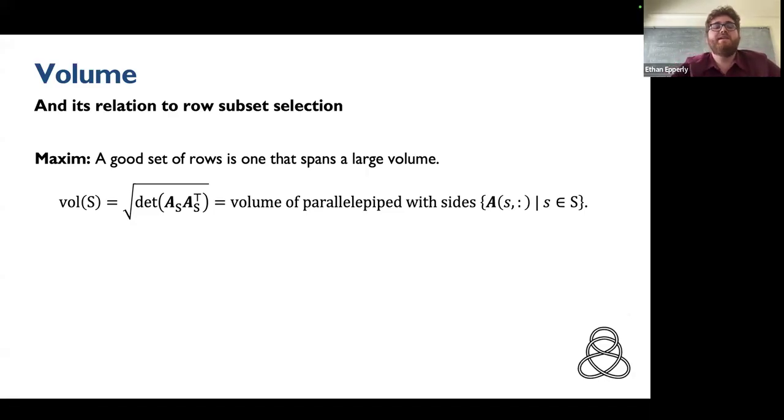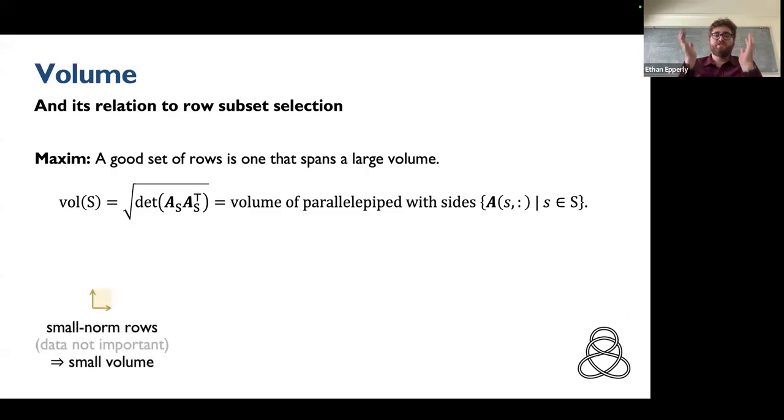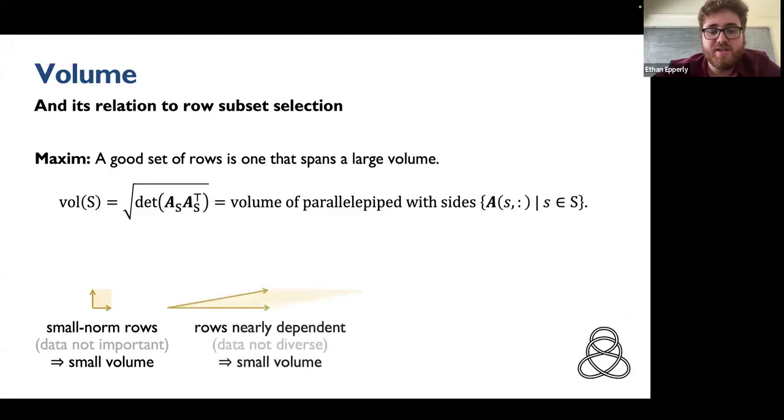And this maxim states that if we want a good set of rows, we should pick one that spans a large volume. Now, on its face, it seems odd. Why is volume related to this question of spanning a good approximation to A? But there's a clean way of seeing why volume is connected to this subset selection problem. If I pick a bunch of small rows, then the volume is going to be small. And so these are not going to be good representatives of my data set because the data is not important. The row norms are small. So picking large norm rows is not enough.